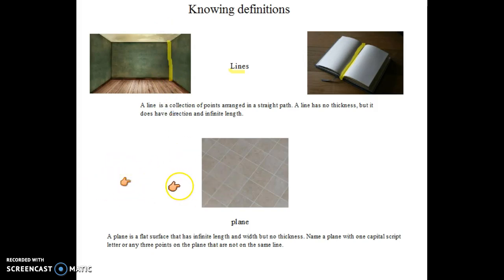One of the questions asks you about a tile with no separations. If we had a tile floor, here's a little picture here, that would be a plane. A plane is a flat surface that has infinite length, width, and no thickness. If they ask you how to name a plane, you're going to name it with any 3 points that are not on the same line.